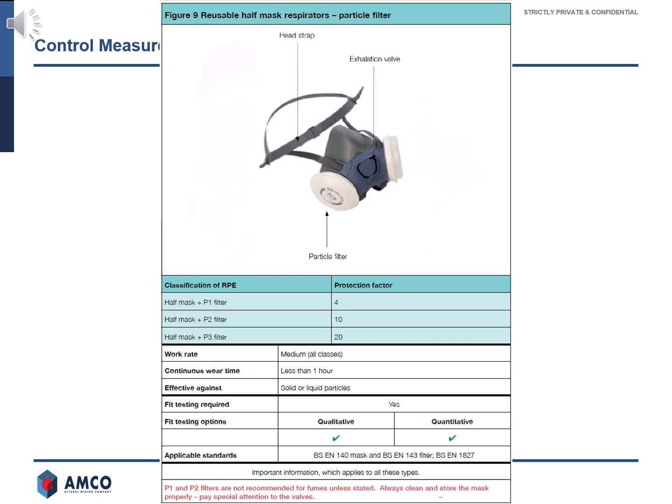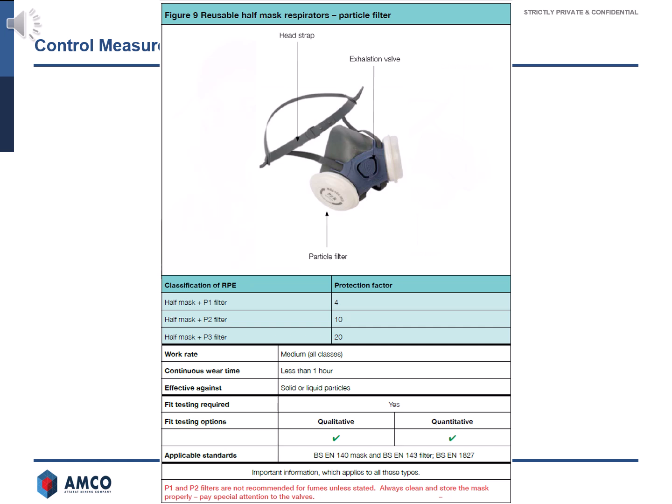Reusable half-mask respirators, particle filters, usage guidelines. Classification and protection factor. Half-mask plus P1 filter, protection factor of 4. Half-mask plus P2 filter, protection factor of 10. Half-mask plus P3 filter, protection factor of 20. Work rate, suitable for medium work rates across all classes. Continuous wear time, recommended for less than 1 hour. Effectiveness, effective against solid or liquid particles.